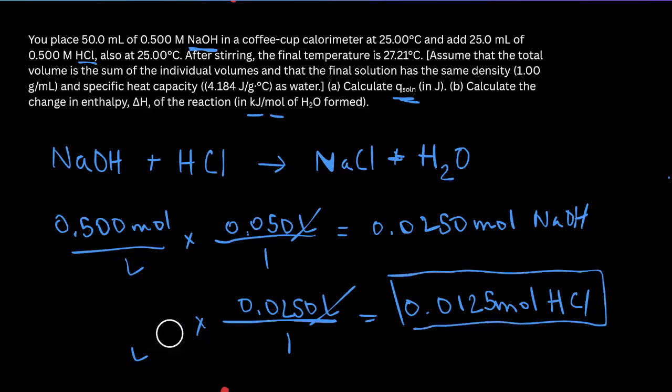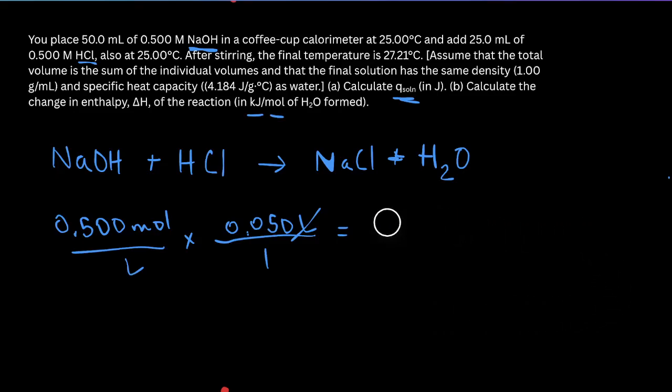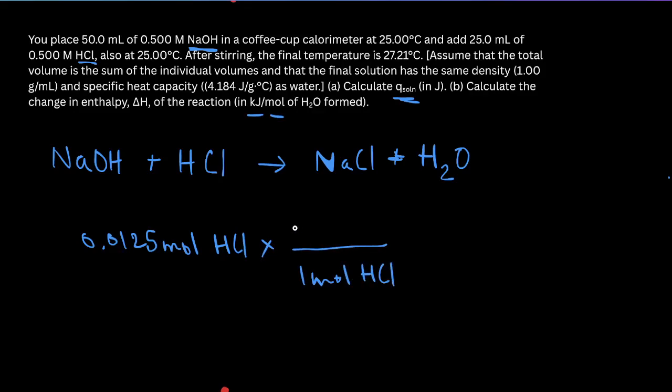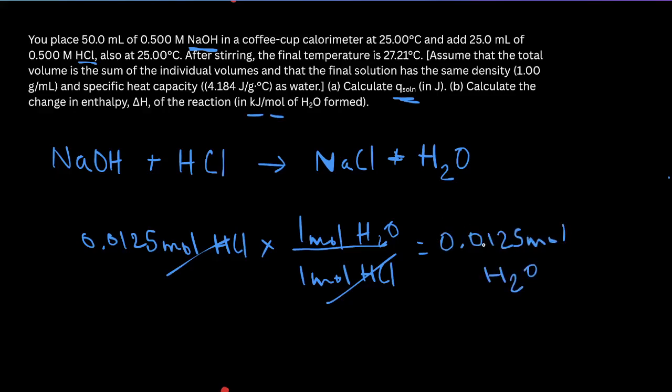And so taking that into consideration, we can now calculate how much water we're forming. Well, because we see that we have 0.0125 moles of HCl, and according to our balanced chemical equation, for every 1 mole of HCl, we form 1 mole of water. So for every 1 mole of HCl, we get 1 mole of H2O, or water. And so we know that we will be forming 0.0125 moles of water from this reaction.